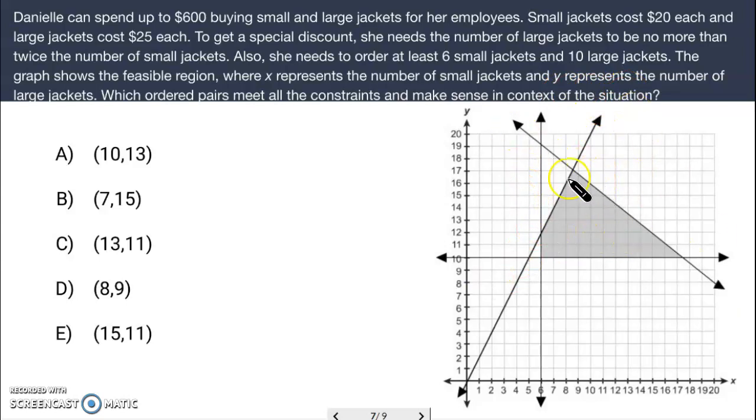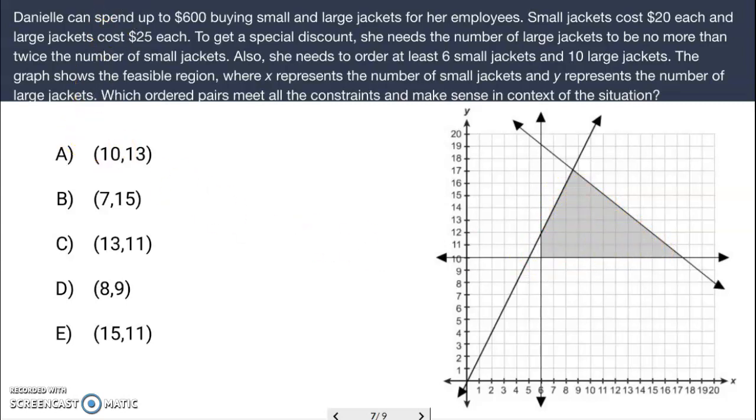So all these lines graphed here are describing the situation. She can spend up to $600, the cost of each one, and the vertical and horizontal lines are the constraints of how many she can buy: at least 6 and 10 large. Notice we have the y-axis, a horizontal line at 10, and a vertical line at 6. As long as she has combinations of large and small that fall into the constraints here, we're good to go.